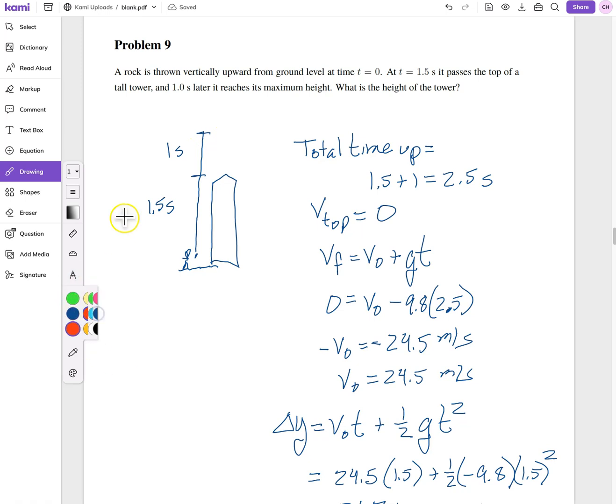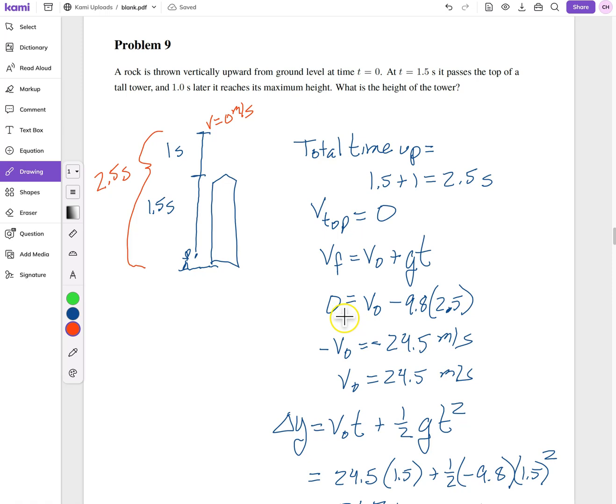So one of the things you'll notice right off the bat here is the total time of travel is 2.5 seconds. And so we've got that over here. At the very top, this rock has a speed of 0 meters per second. And you'll notice that if that's true, then what we can do is we can say the final speed at the top is equal to the original speed at the very bottom times plus gravity times time.